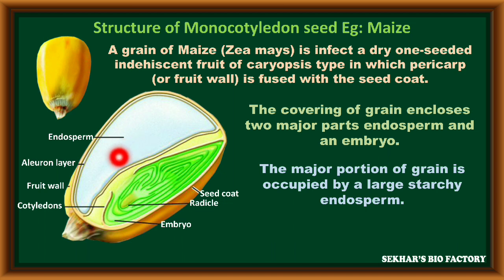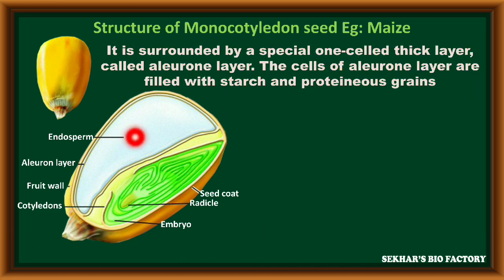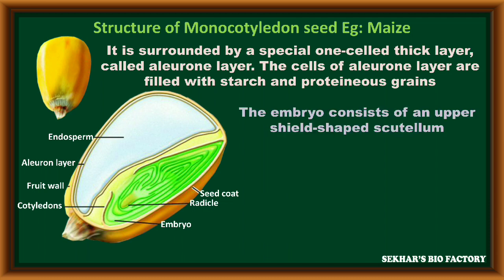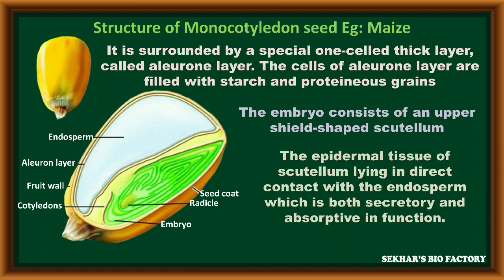The major portion of the grain is occupied by a large starchy endosperm, and this endosperm is generally surrounded by a single-celled thick layer called the aleurone layer. In this aleurone layer, the cells are filled with starch and proteinaceous grains. The embryo consists of an upper shield-shaped structure called the scutellum. The epidermal tissue of this scutellum lies in direct contact with the endosperm tissue. This epidermal tissue is secretory in function along with absorption function.